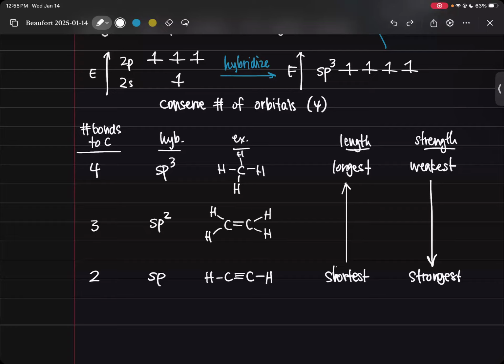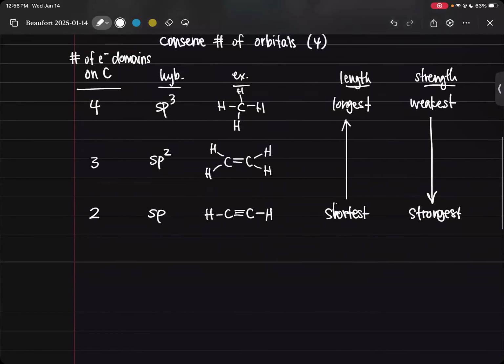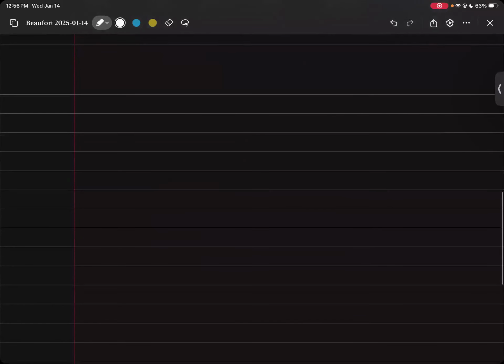Okay, so this number of bonds to carbon, I really should call this the number of electron domains on carbon. And that's going to help us for the next thing we're going to talk about, which is VSEPR theory. And that's going to relate directly to the geometry of those molecules that we just talked about.